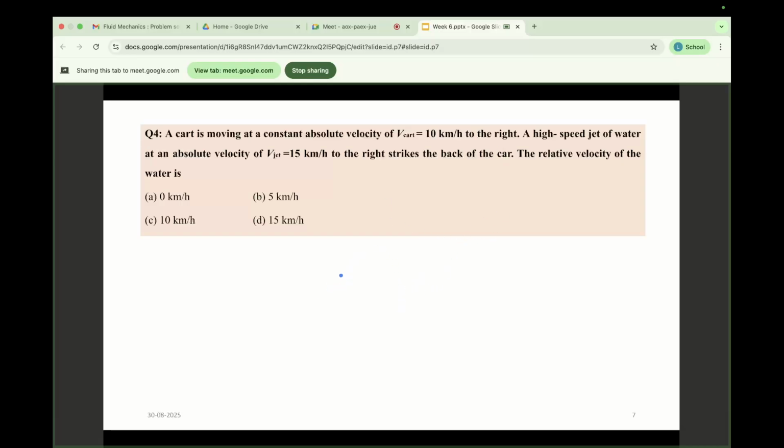So in this question, it is the car. It is given that this car is moving to the right and its velocity is 10 kilometer per hour, right? And what is given? A high speed jet is striking at the back side. Okay, so it is a jet.